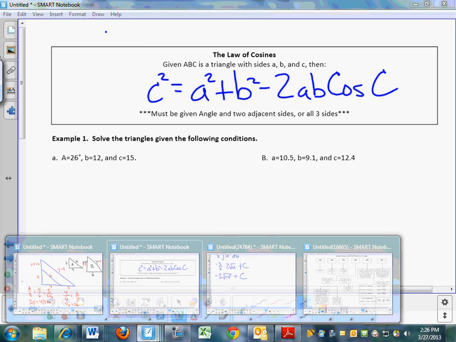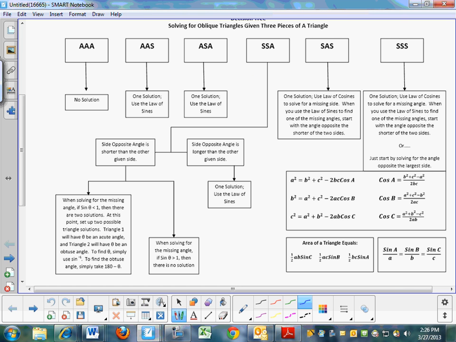Now look at your graphic organizer. Okay, I've got the formulas right for you there. See the first one, a squared equals b squared plus c squared minus 2bc cosine of a? That's the first one I showed you guys, right? That's the first one we wrote down. Most traditionally, the law of cosines is written as that.